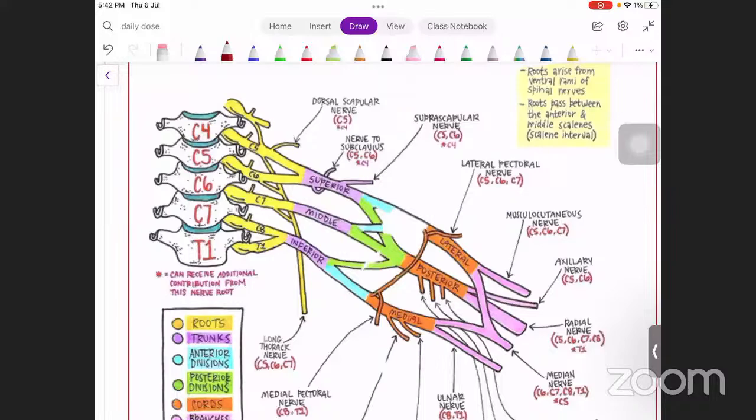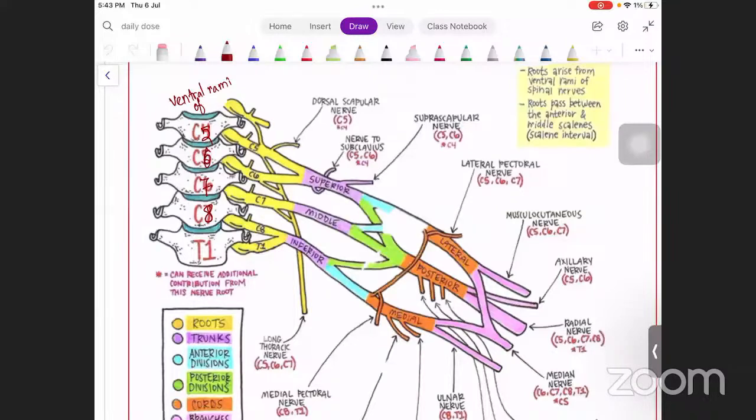The brachial plexus originates from the ventral rami of C5 to T1: C5, C6, C7, C8, and T1. Sometimes C4 will be added, and sometimes T2 will be added. C5 to T1 is the one where you will see the roots of your brachial plexus in most patients.